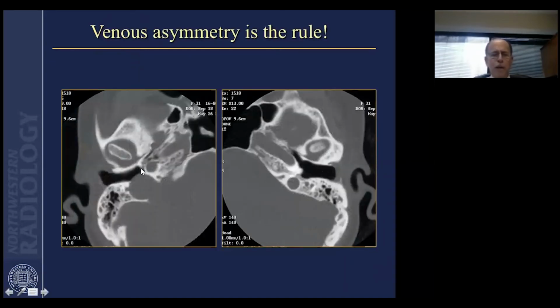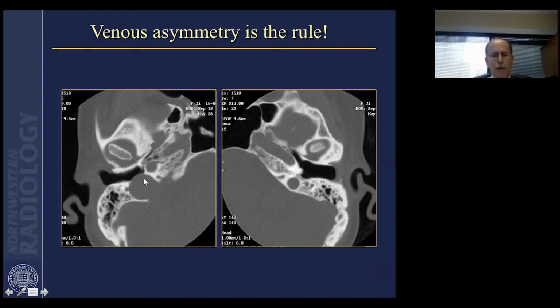Just a couple of points. Remember that the jugular foramen and the jugular vein is usually very asymmetric in size. So it's typical to see one jugular foramen much larger than the other without it necessarily being pathologic. This is a large jugular bulb. It's normal. There's no tumor here. The jugular plate is thinned.